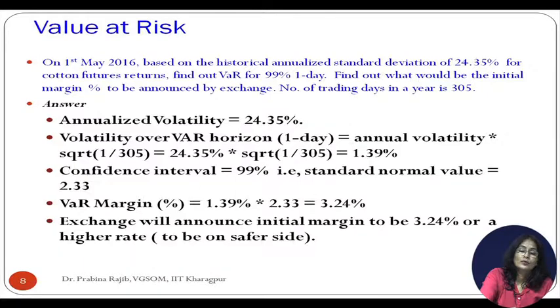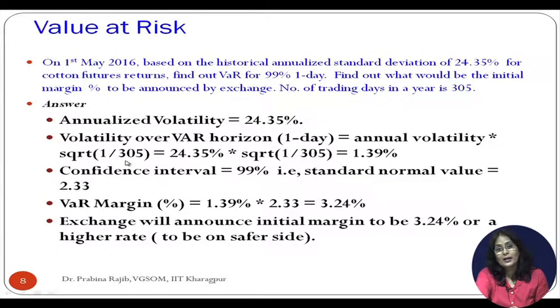Square root of 252 is going to give you the annualized return volatility. So you have annualized volatility of 24.35%. Volatility over the VAR horizon, that is 1 day, is annualized volatility into square root of 1 by 305.